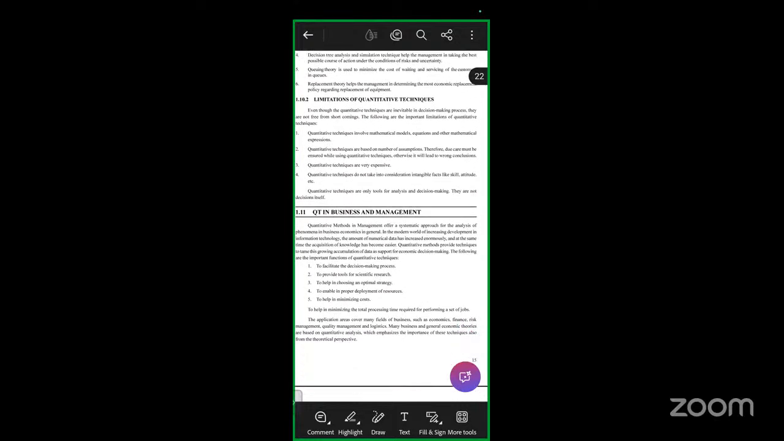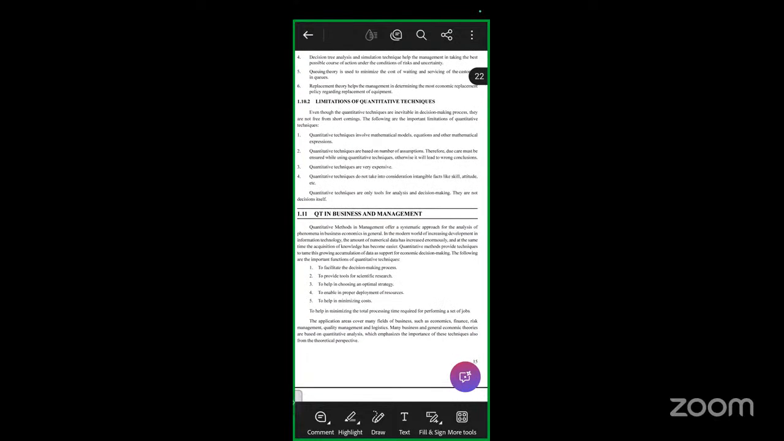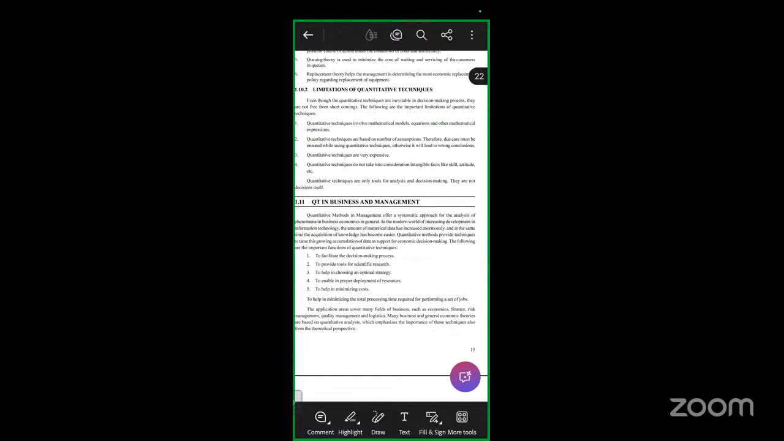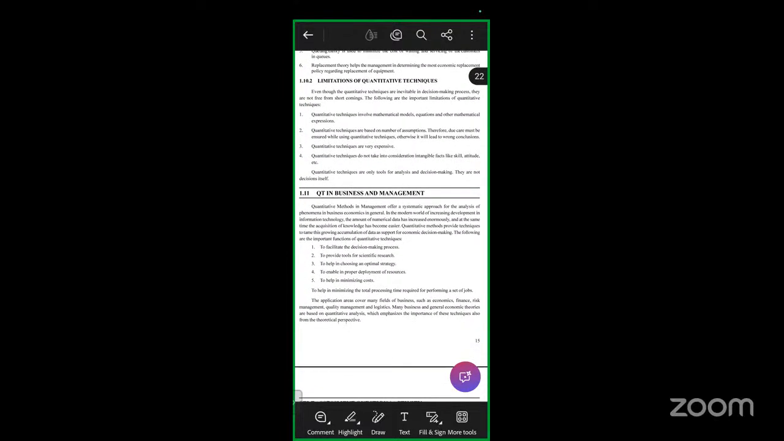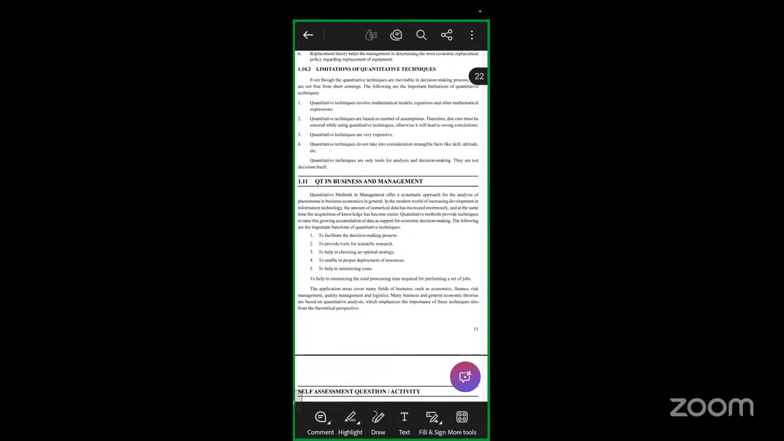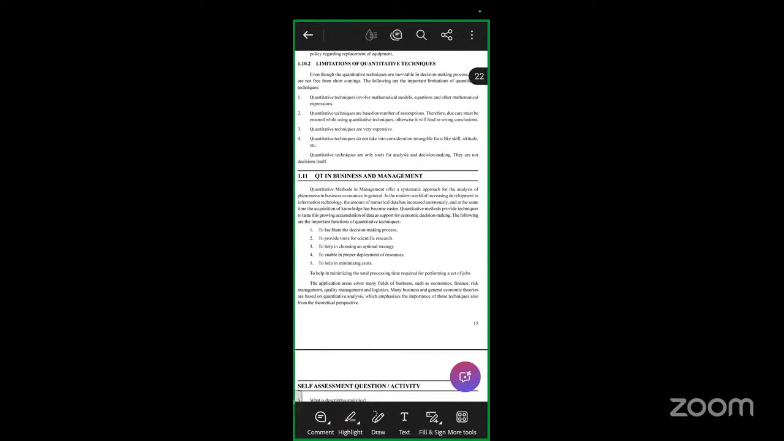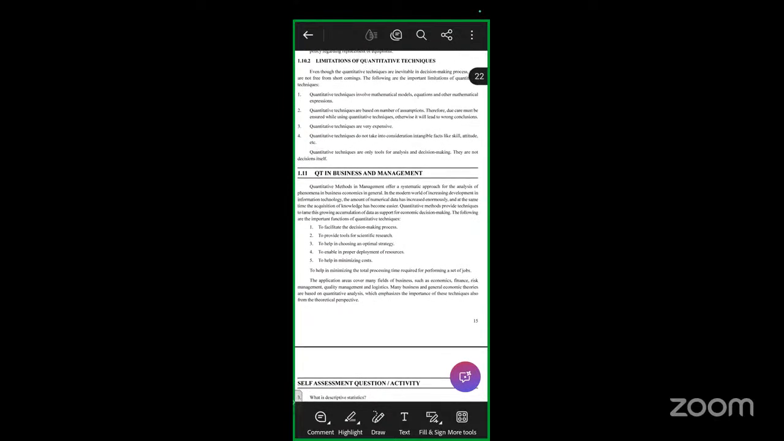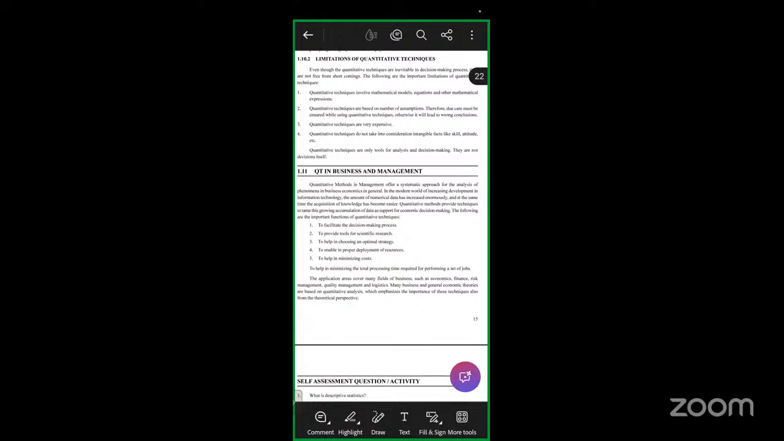You can read it, and the limitations also. Quantitative techniques involve mathematical models, equations and other mathematical expressions. They are based on numerical assumptions, therefore due care must be ensured while using them, otherwise it will lead to wrong calculations. Quantitative techniques are very expensive, and they do not take into consideration intangible factors like skill, attitude, etc.